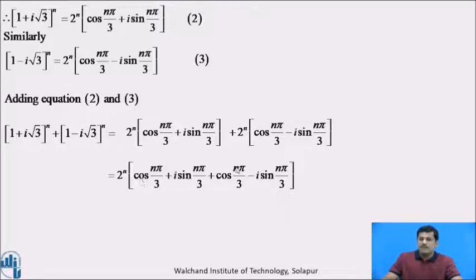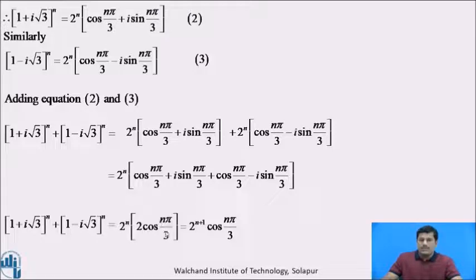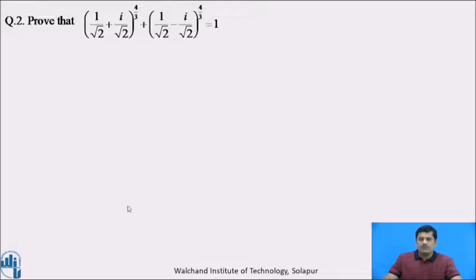So we can write them as 2 times cos of n pi by 3. And already 2 is there and it is 2 raised to n. This can be written as 2 raised to n plus 1 into cos of n pi by 3. So this is the required value of this one. Let us consider one more problem.